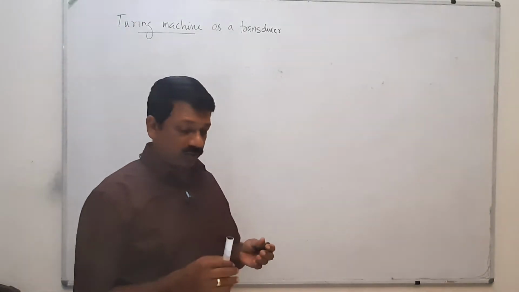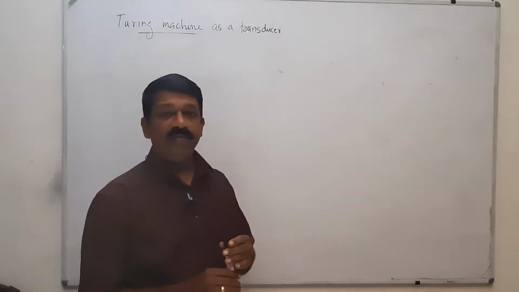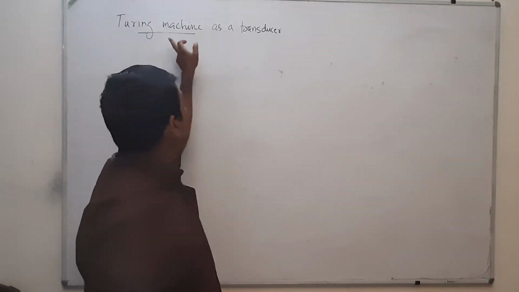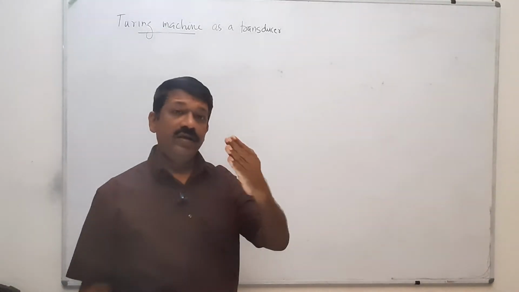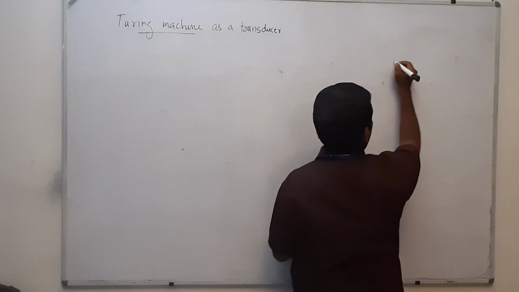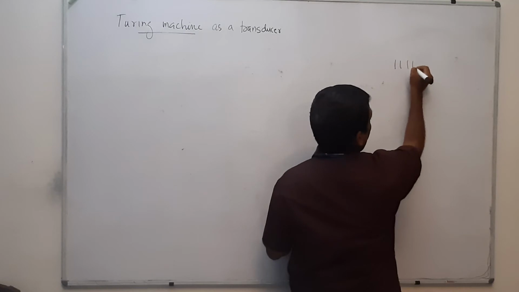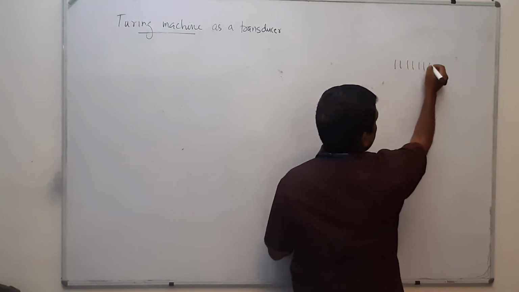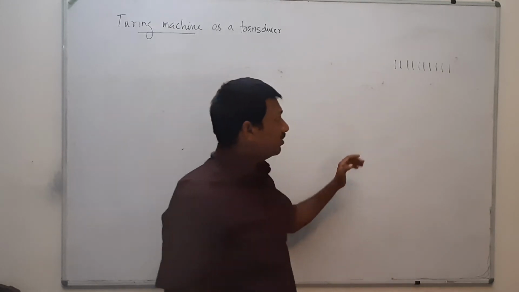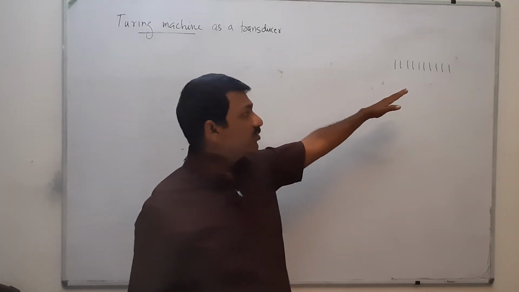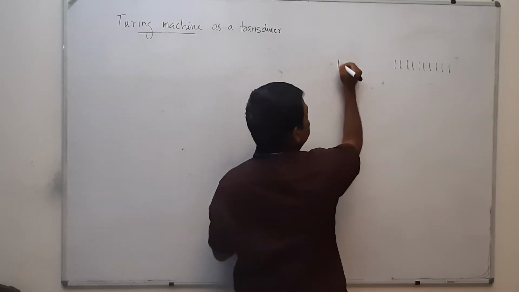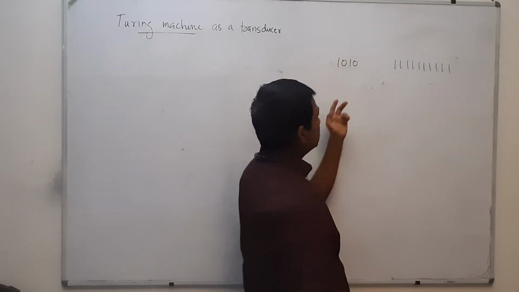Now I will show you how a unary number is converted to a binary number, and how a Turing machine can be used for that. For example, suppose that you have a unary number with ten 1s: 1, 2, 3, 4, 5, 6, 7, 8, 9, 10. When you are converting this to its equivalent binary number, that number is 1 0 1 0. This is the binary number.